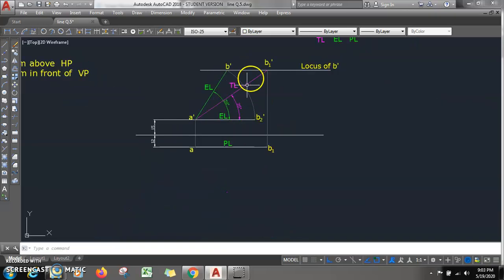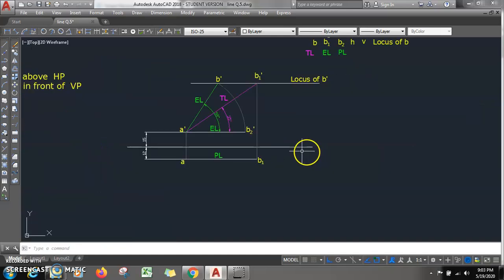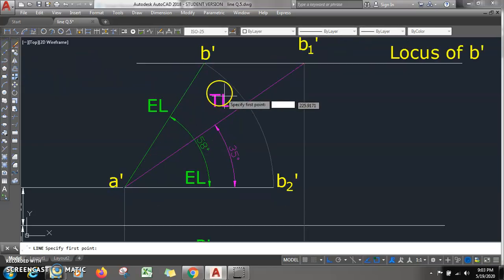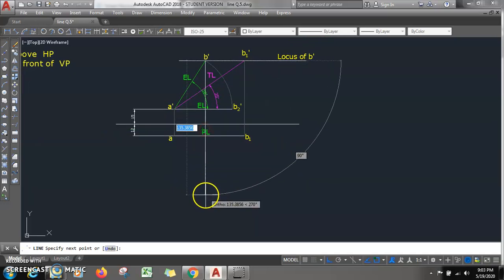What next? Now we know B dash and B. B dash and B always lie on the same line. The front view and top view of any point always lie on the same line. So from B dash we will draw one vertical line. This is the line on which small b will lie.